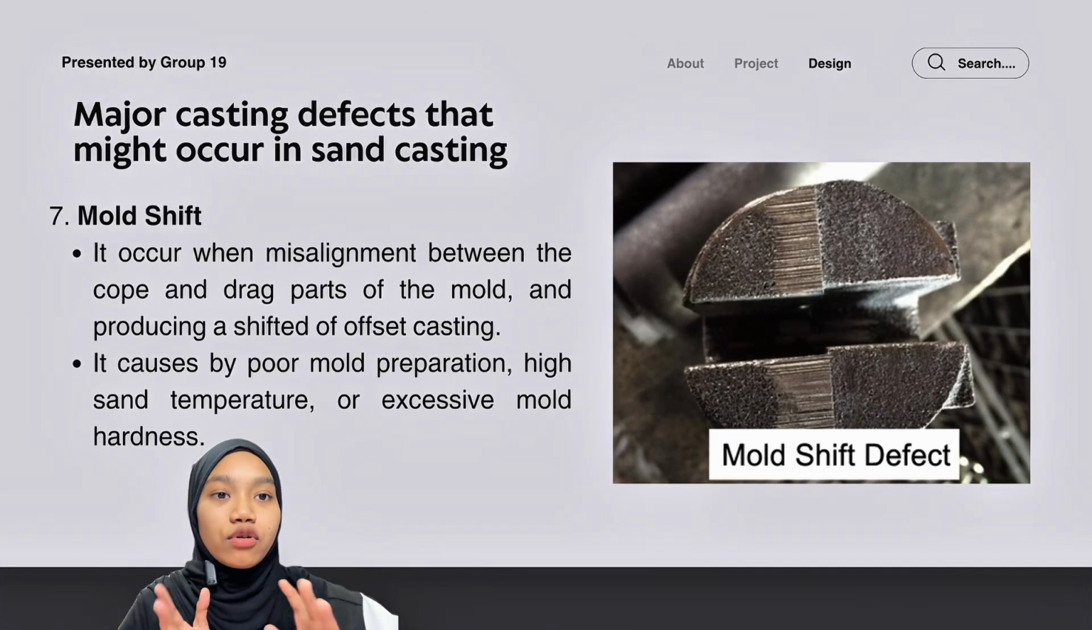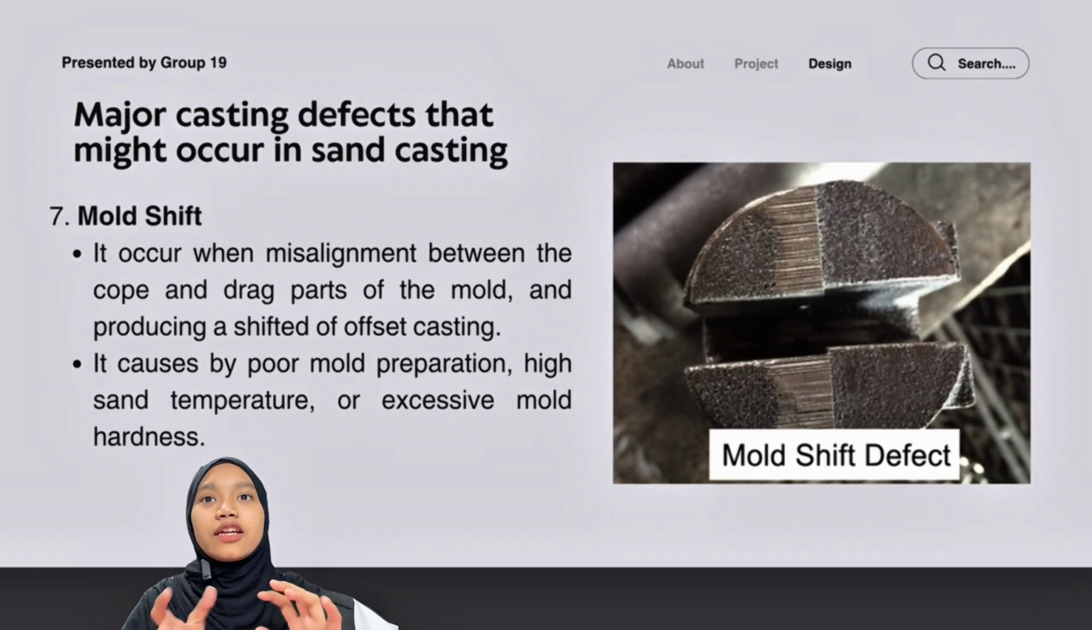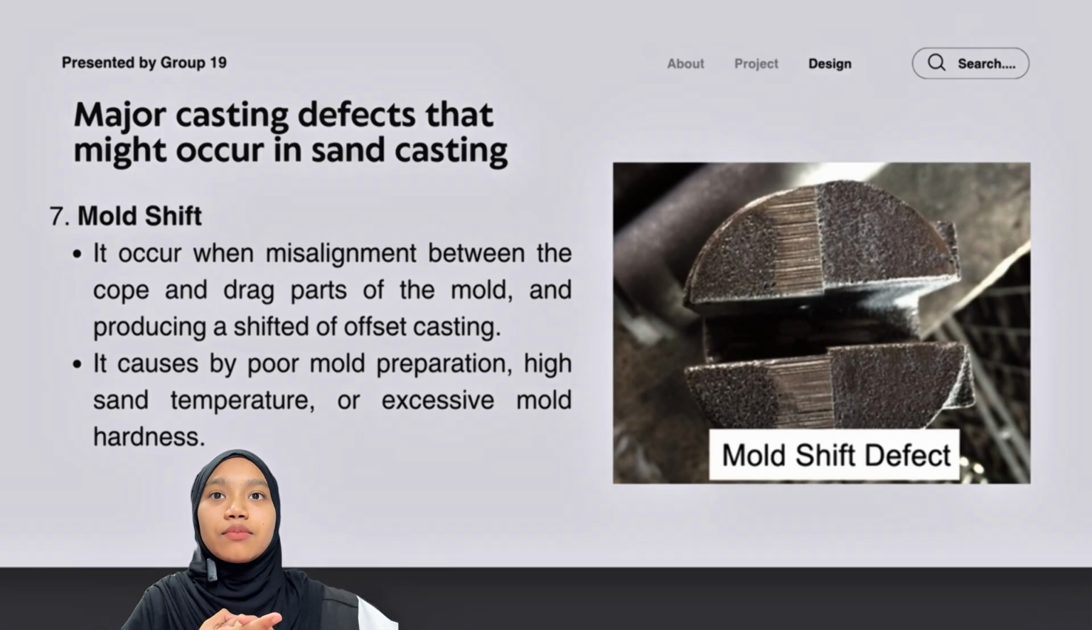Next we have mold shift. Mold shift occurs when there is misalignment between the cope and drag parts of the mold, producing a shifted, offset casting. It is caused by poor mold preparation, high sand temperature, or excessive mold hardness.